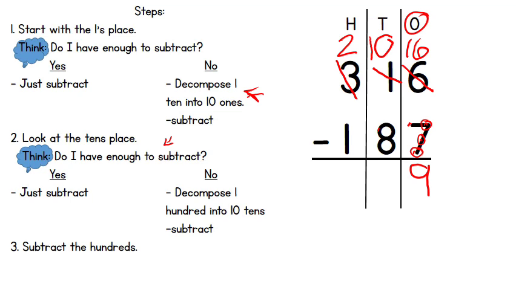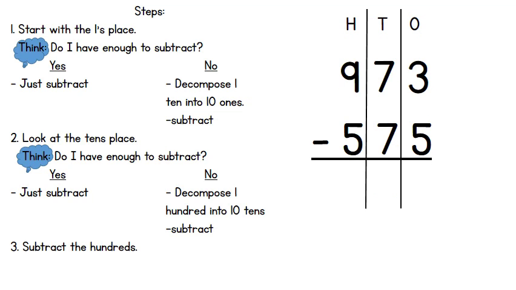10, 9, 8, 7, 6, 5, 4, 3, 2. 2 is my number in my tens place. I have 2 tens. My last step, number 3, is to subtract the hundreds. I have 200 and I'm taking away 100, so therefore I have 100 left. My answer is 129.